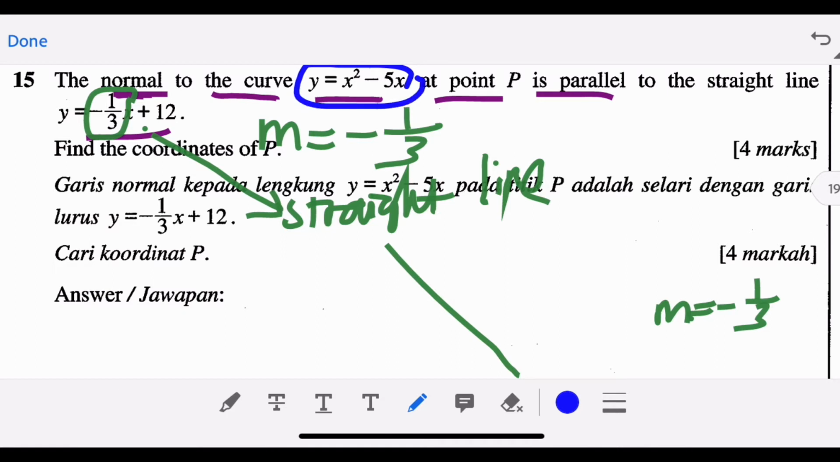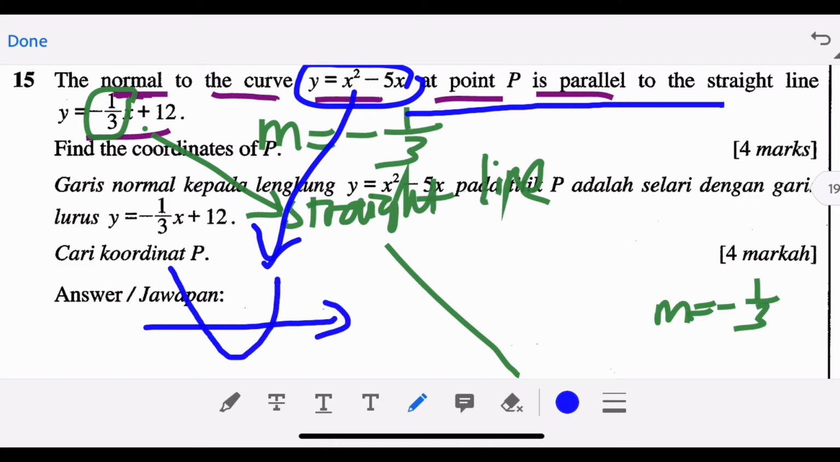So we have a curve y equals x squared minus 5x, right? I'm going to sketch the curve so that you will see the real concept behind this question. As you know, the coefficient of x squared is +1, so it is a U shape, right? So let's sketch out a U-shaped curve, and the curve has many points.